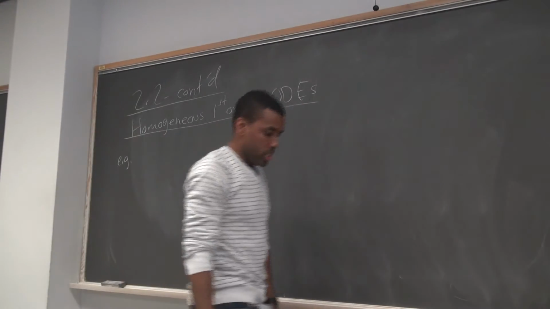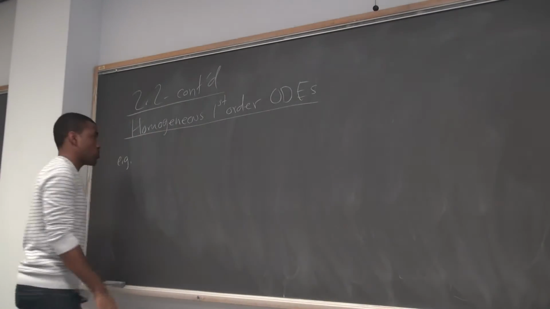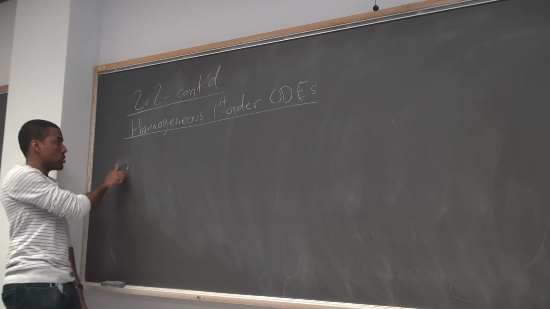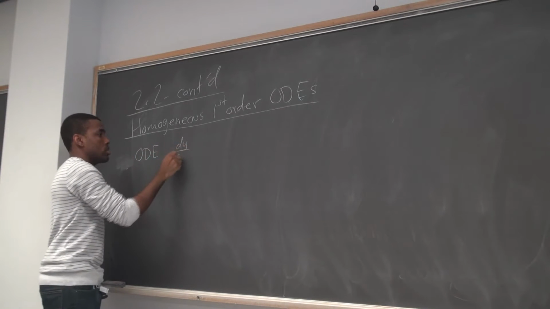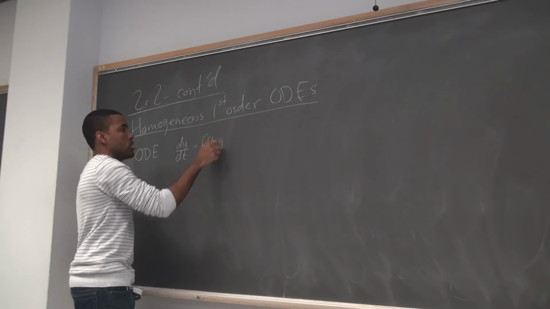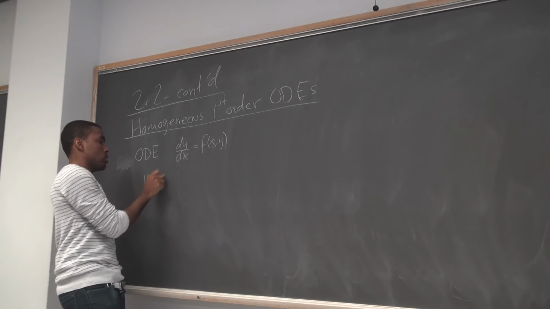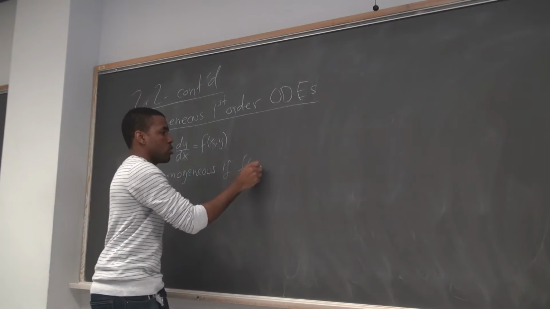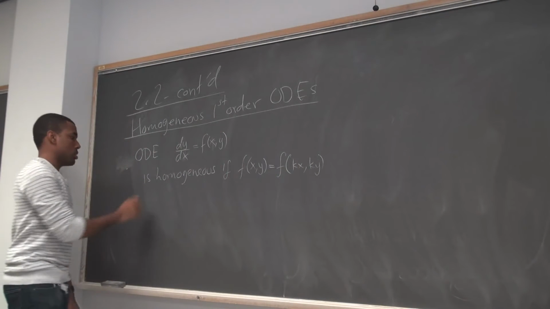What can you remind me about homogeneous first order differential equations? The ODE dy/dt equals f of t, y, or if you want to use x, that's okay, is homogeneous if f of x, y is equal to f of kx, ky.